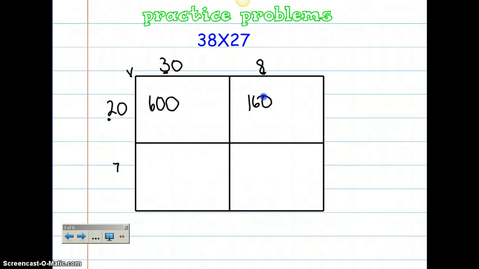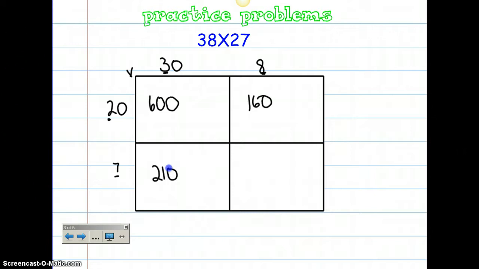Then I'm going to keep going. Now I'm going to do, what is 30 times 7? So again, I can see the basic facts in here. There's a 3 and there's a 7. So what is 7 times 3? Well, that's 21, and then I'm going to place a 0 on the end. So 30 times 7 is 210.